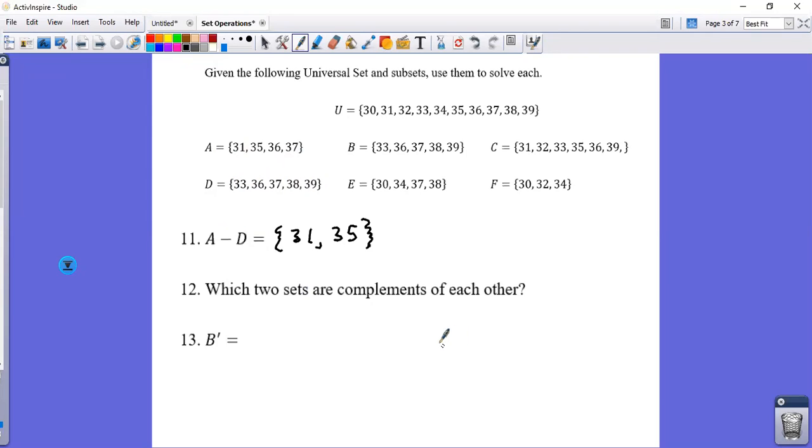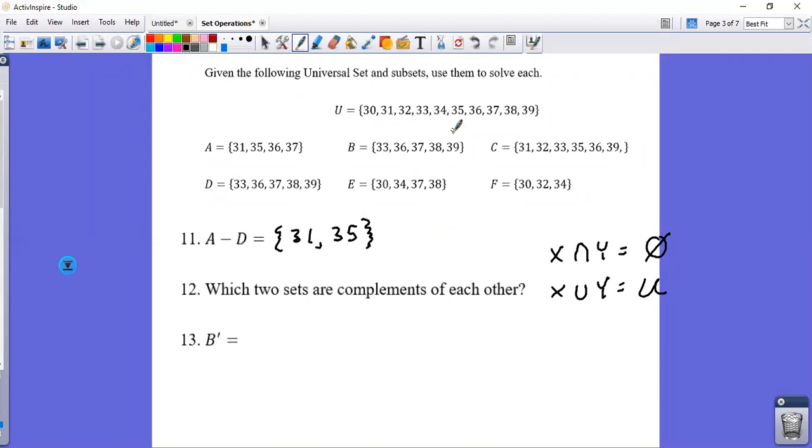Which 2 sets are complements of each other? We figured that out when we did the union, but complements of each other are 2 sets that if we put them together would have, so if 2 sets, let's not use those letters, let's say set X and set Y, if they're complements, then they're going to have nothing in their intersection. And when you union them, you will get the universal set. That's what it takes to be a complement.